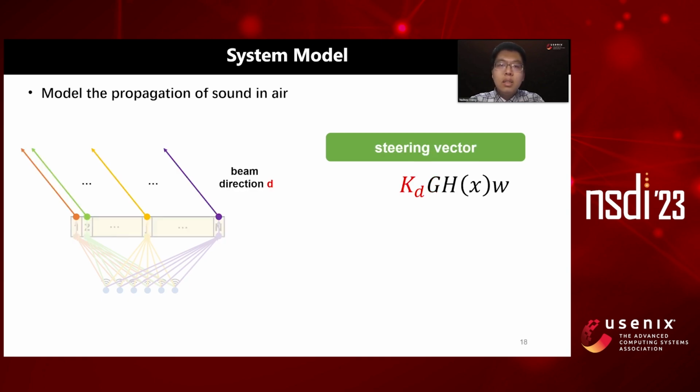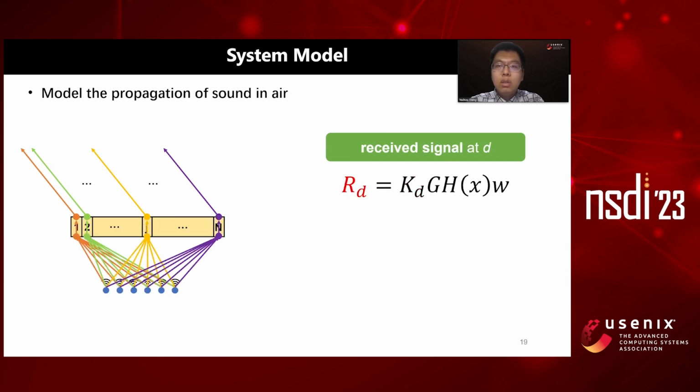In the first part, we model the beam pattern of the outgoing wave. We use K_D to denote the steering vector corresponding to direction D. By multiplying the steering vector K_D and the metasurface outgoing signal, we can get the final signal beam pattern R_D given a steering direction.